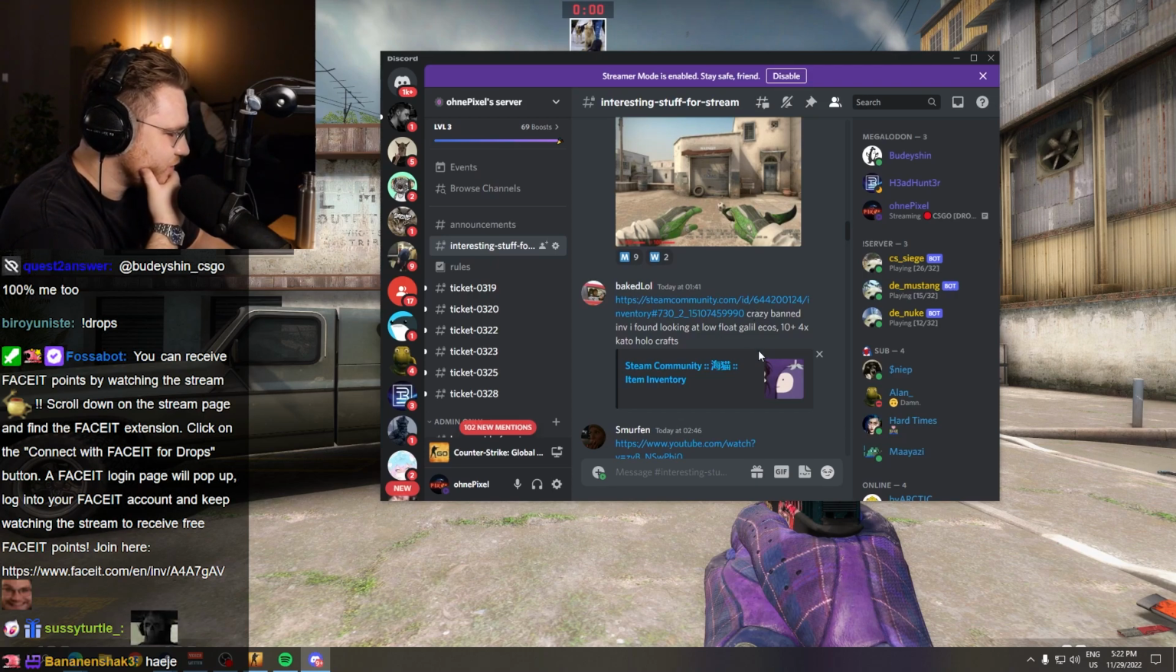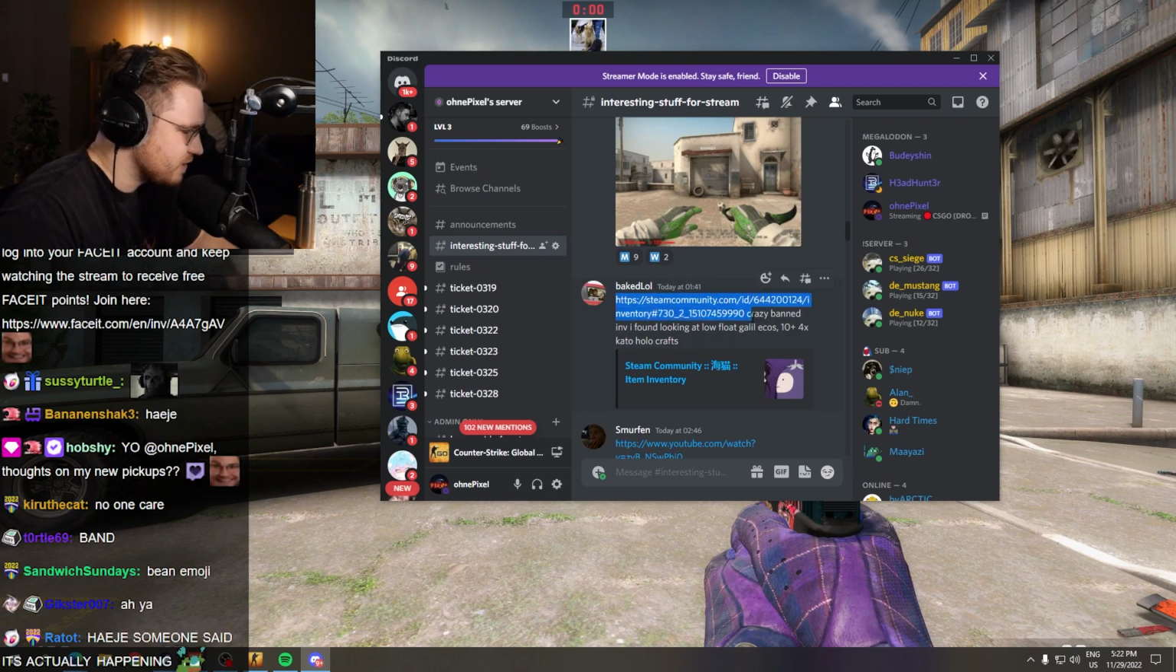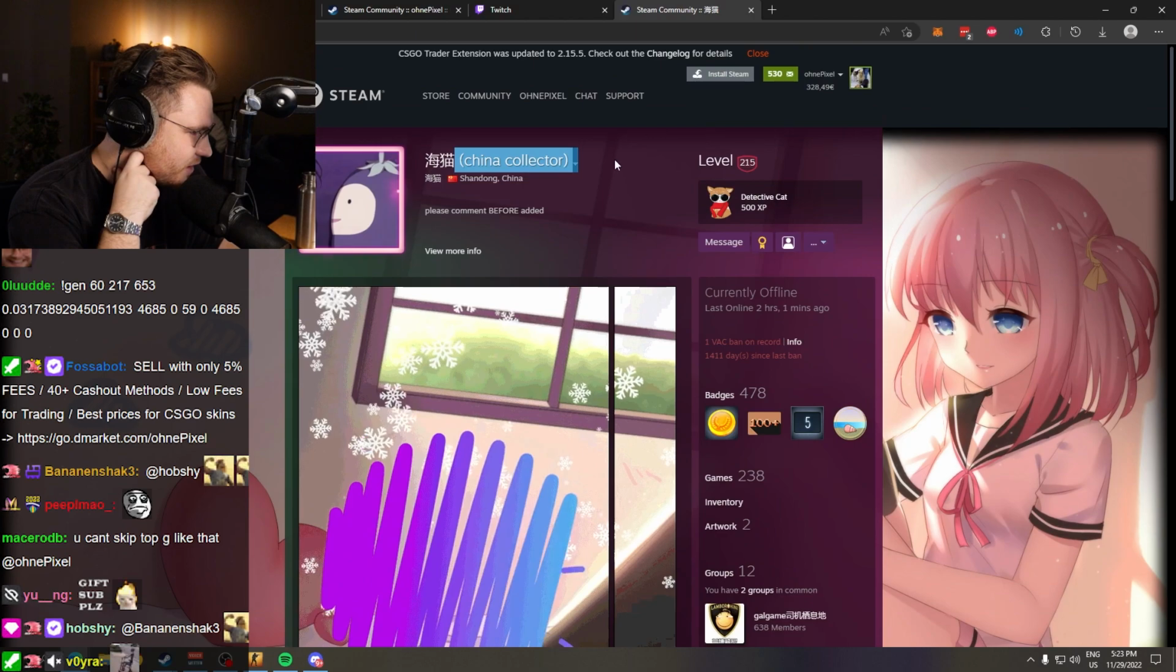Crazy band inventory I found, looking at low float Galil Ecos. 10 plus 4x cat to 14 holocrafts. I think this is an IGXE bot, but let me check. Let's see. Never mind, it's not.